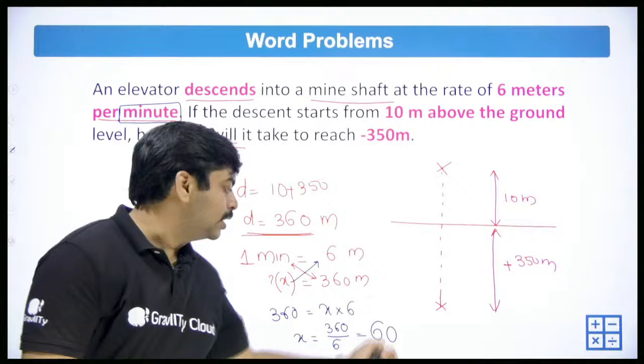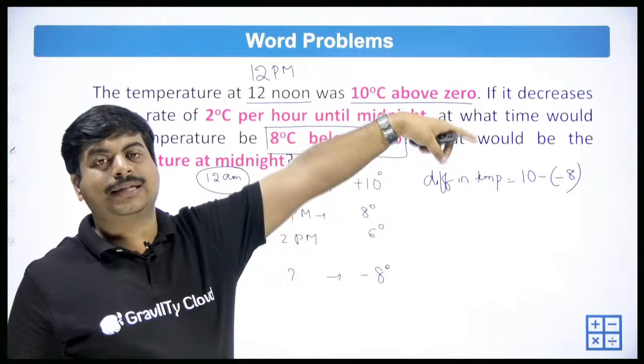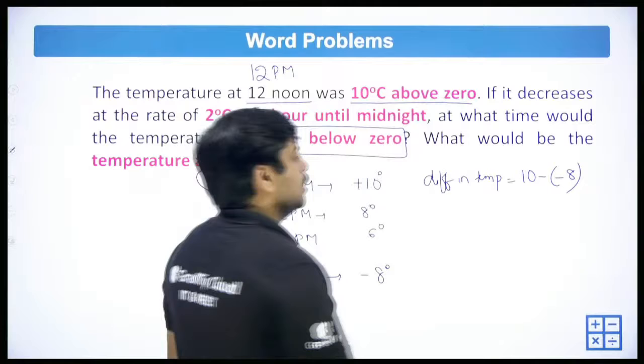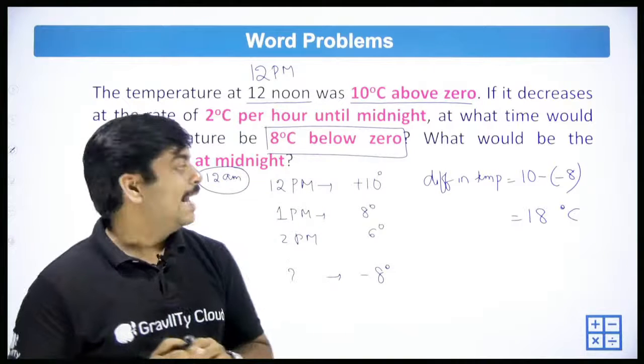Starting at 12 p.m., the temperature goes from 10 to minus 8. What is the difference? The difference in temperature is 10 minus minus 8. Don't forget that extra negative. So that is 18. The total should reduce by 18 degrees.